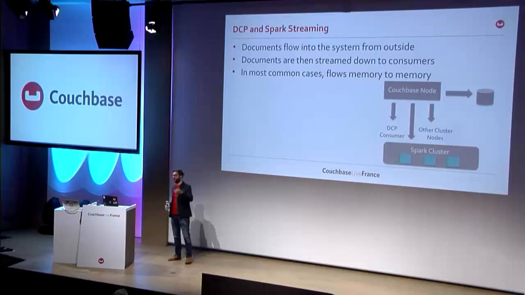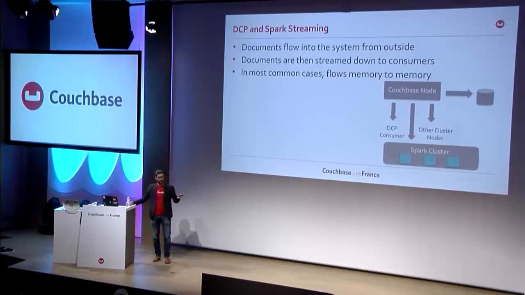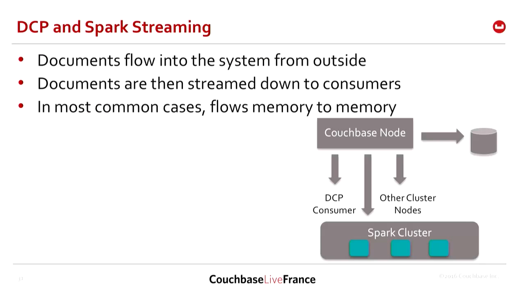So typically, documents flow. The picture from the previous presentation was better. Documents are flowing from somewhere, possibly from a message bus, event bus. They come into the system from outside. They enter Couchbase. They're persisted. And then they stream off to your Spark cluster, or they stream off to Elasticsearch, or the replicas are streamed off to other Couchbase nodes. And most commonly, this happens from memory to memory.